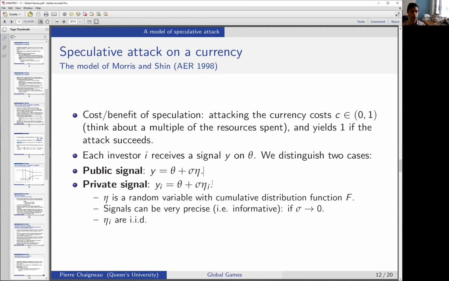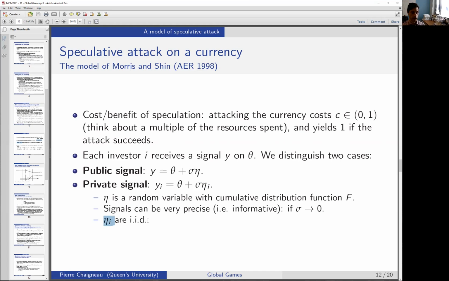The second case we're going to study is the case of a private signal, in which each individual investor is going to observe something a little bit different. Again, the private signals are centered on theta, so they are informative about theta, but imperfectly informative. As you can see, there's again this random variable, eta i. Now this random variable is going to be different for every investor, so every investor is going to receive a different signal. Again, the magnitude of the noise of the signal is parameterized by sigma. The larger sigma is, the noisier the signal is, so the less informative it is.